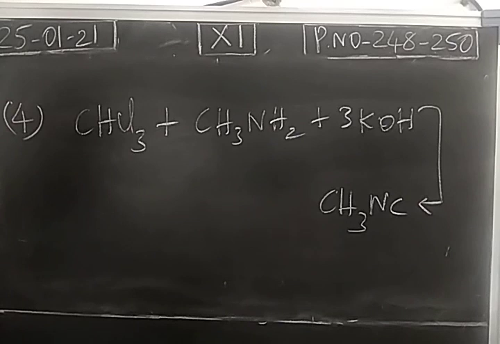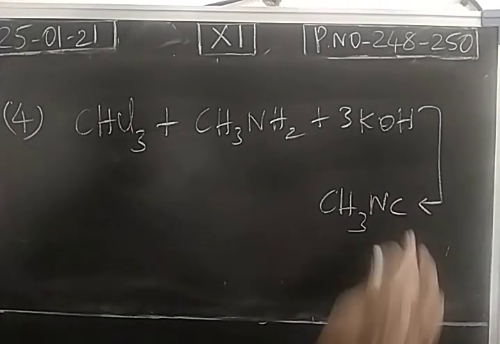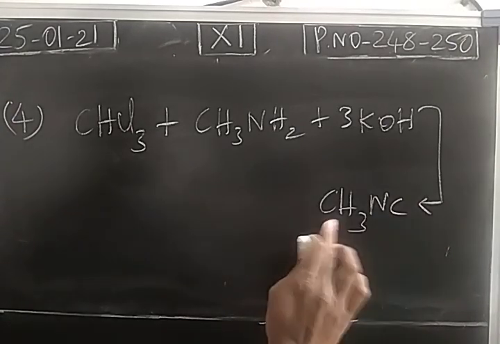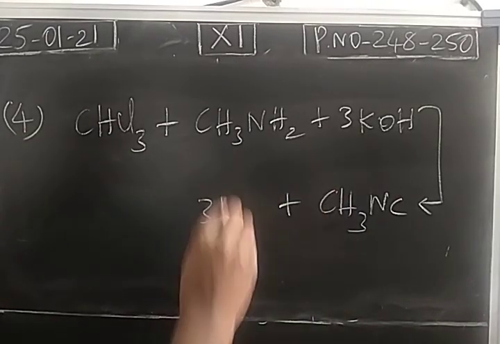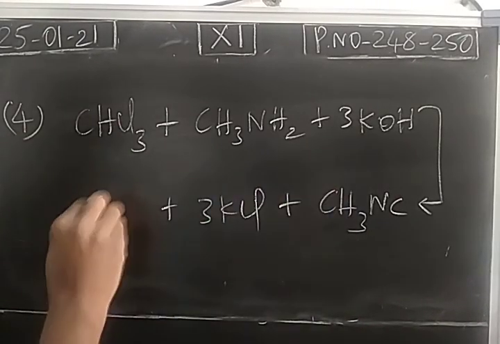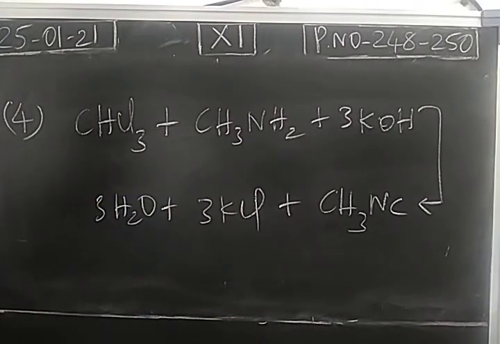Methyl isocyanide. CN means cyanide. NC means isocyanide. Nitrogen is making a bond with carbon. So methyl isocyanide is formed with the liberation of potassium chloride and water. So this is the test for identifying primary amine.